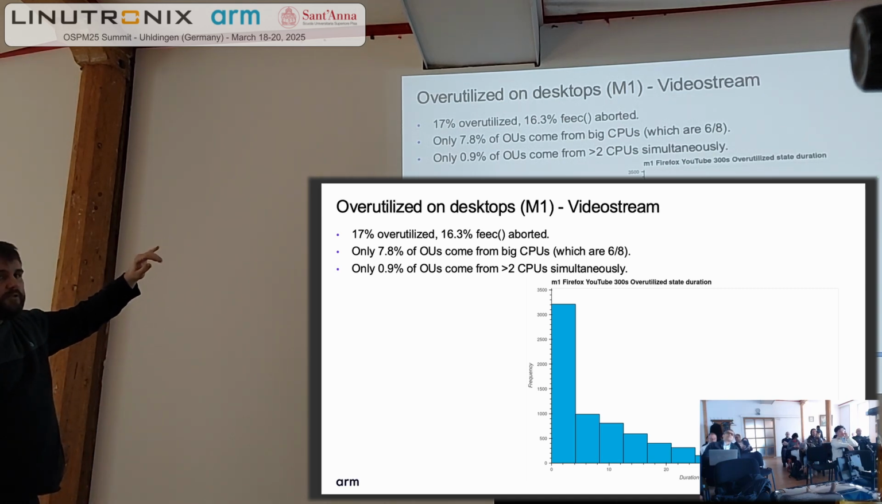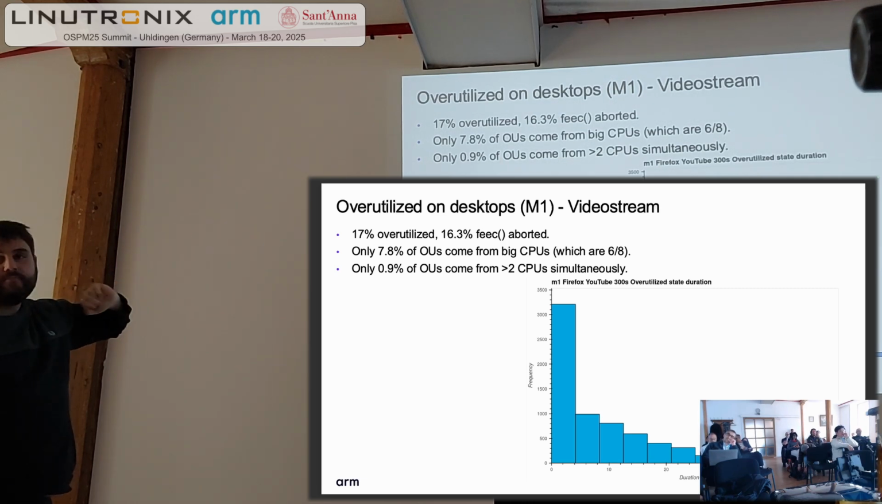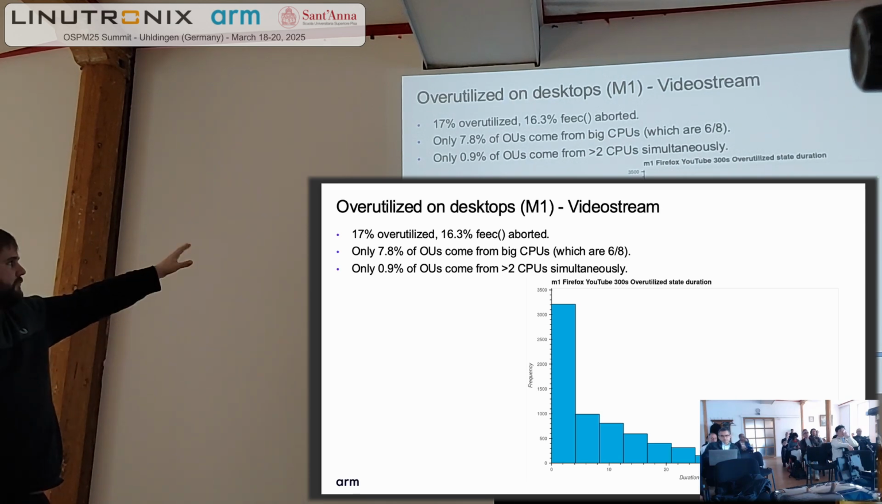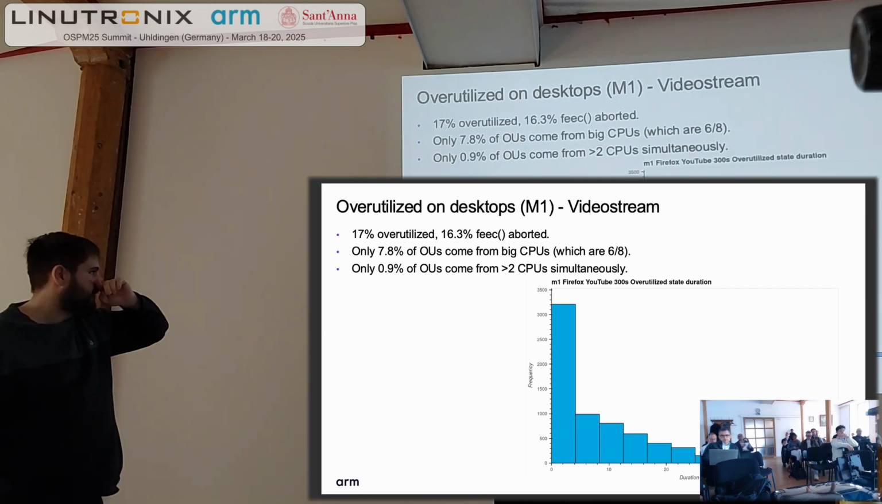So this is the M1. We have 6 out of the 8 CPUs are big, yet only 7.8% of the overutilized were triggered from a big CPU being overutilized. So it was mostly the littles. And less than 1% of overutilized were coming from 2 CPUs at the same time.